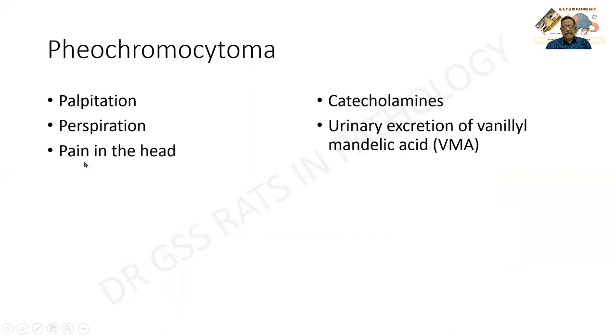The classical features I had mentioned: palpitation, perspiration, pain in the head. And for diagnosis, there can be an excretion of catecholamines and the urinary excretion of phenyl mandelic acid, VMA. Clinical presentation with hypertension.